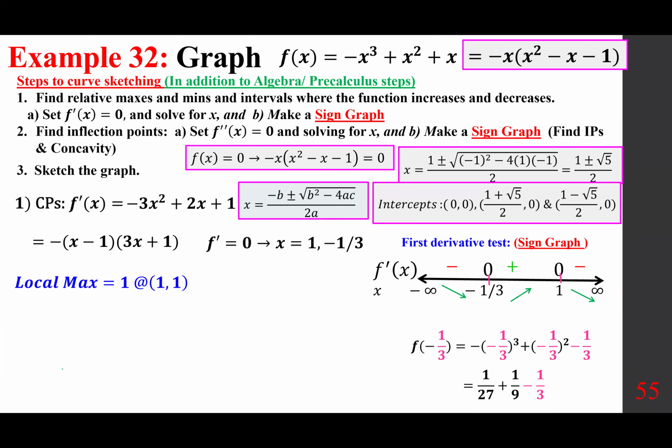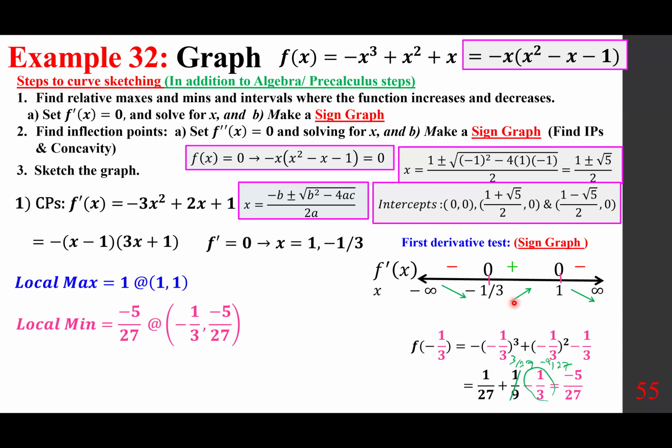The common denominator is 27. This is 3 over 27. Minus 9 over 27. That means 1 and 3, 4, minus 9 is negative 5 over 27. That means local minimum is equal to this number at the pair negative 1/3 and negative 5 over 27.